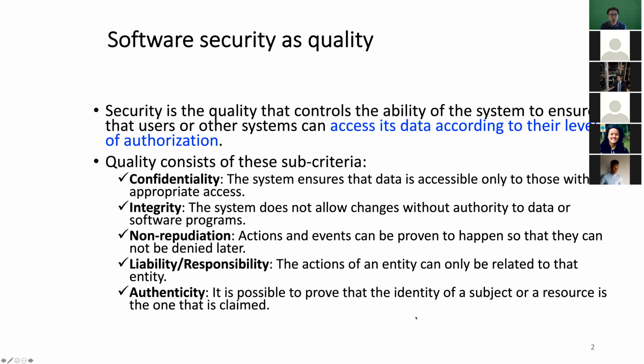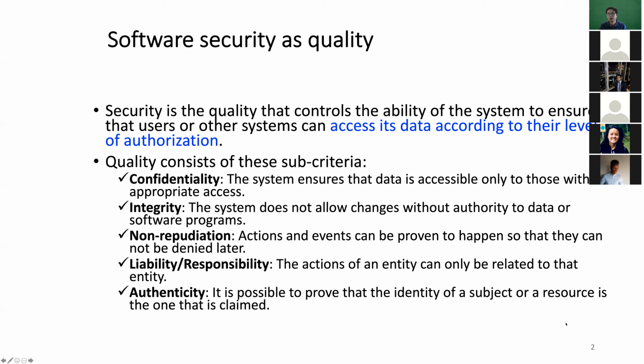And also the next one, authenticity. It's about the possibility to prove that the identity of a subject or resource is the one that is claimed. So we need to authenticate that the identity of a subject or resource is the one that is claimed. So these are some sub-factors of software security.